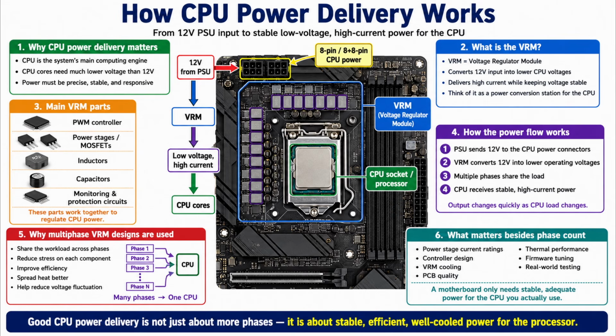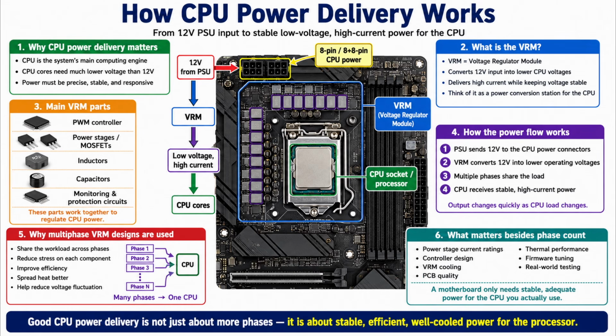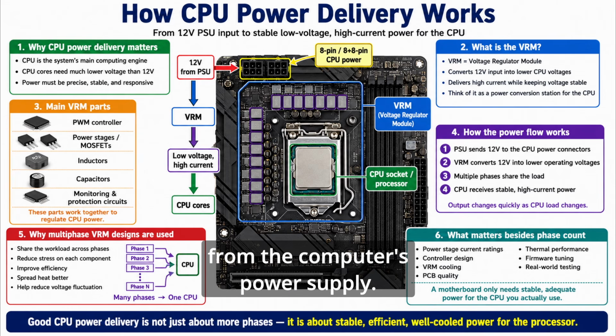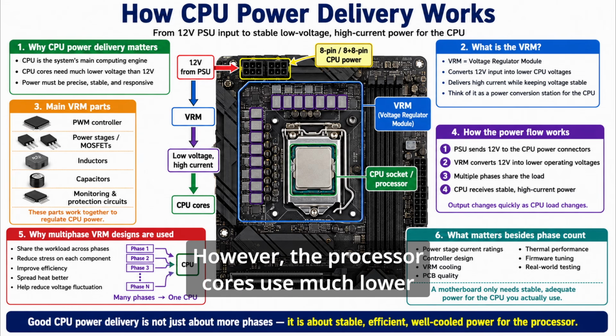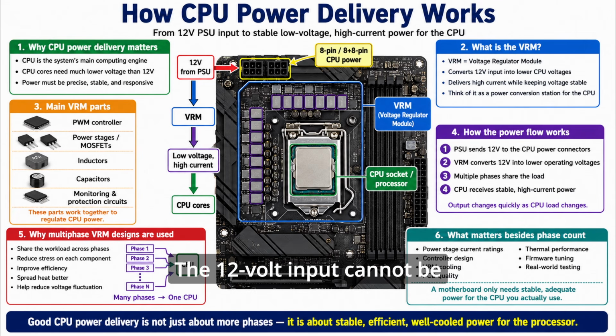Chapter 5. How CPU power delivery works. Near the CPU socket, you will normally find one or two 8-pin power connectors. They receive 12-volt power from the computer's power supply. However, the processor cores use much lower voltages and require precise regulation. The 12-volt input cannot be sent directly to the processor.